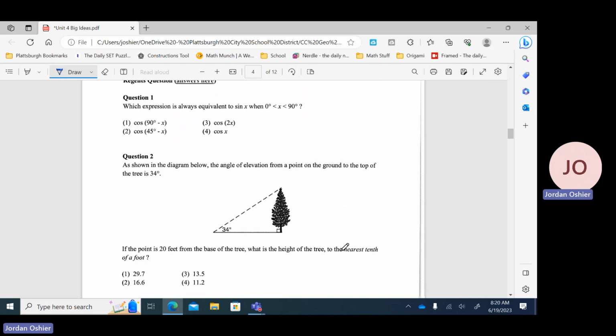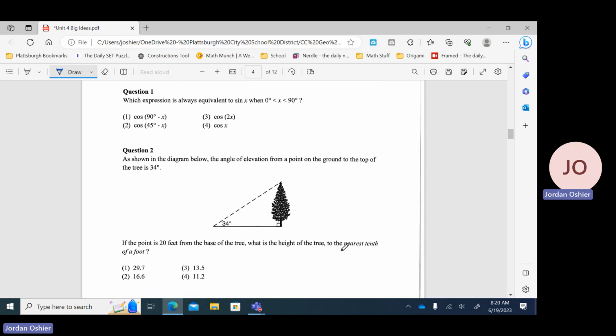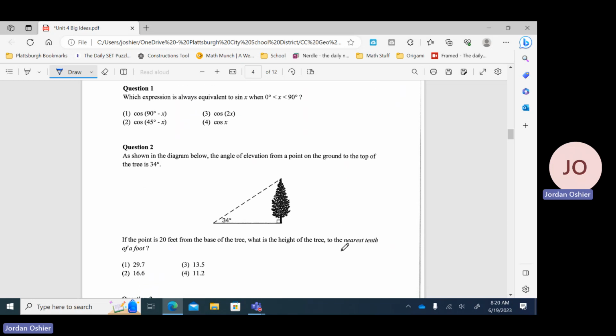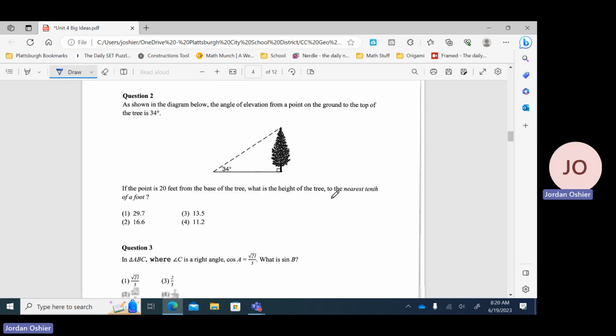Okay, this is trigonometry, so SOHCAHTOA. Which expression is always equivalent to sine x when the angle's in between 0 and 90? It's the fact that cosine and sine, when they are equal, always add to 90. So it would be that one right there. That's something they like to ask.